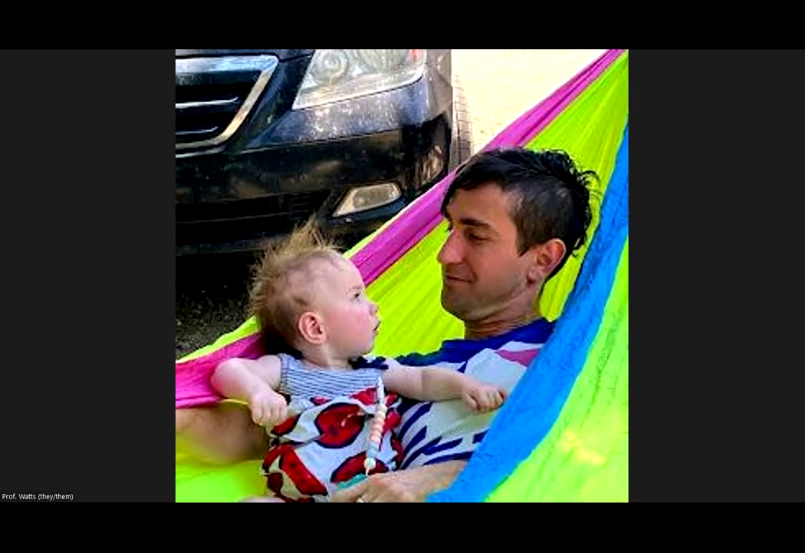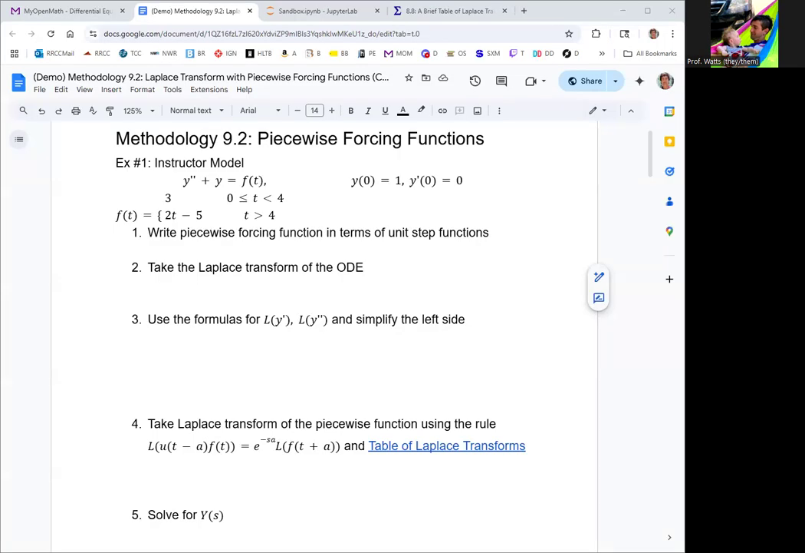Hello and welcome to video for the methodology 9.2, where we apply the Laplace transform technique to a differential equation with a piecewise forcing function. Our instructor model example, the differential equation is y double prime plus y equals this piecewise function f of t, where the function is equal to 3 when t is between 0 and 4, and equal to 2t minus 5 when t is greater than 4. And we have initial conditions that y at 0 is 1 and y prime of 0 is 0.